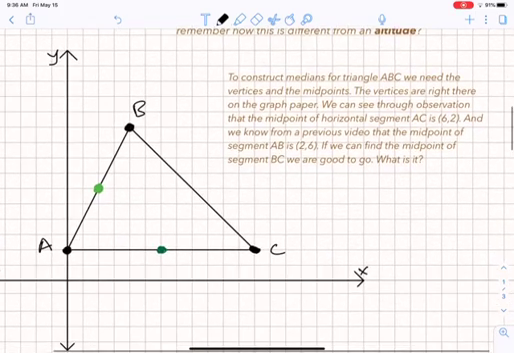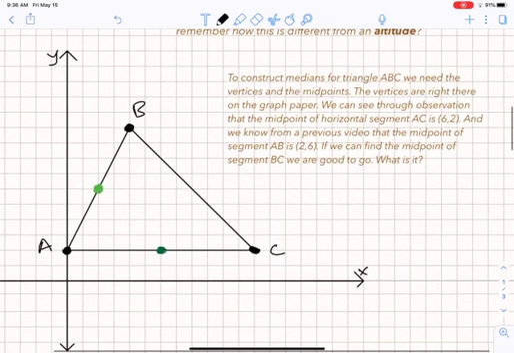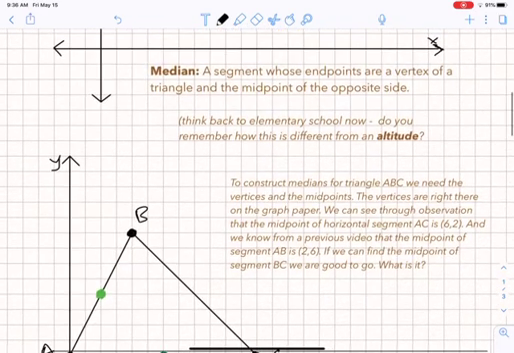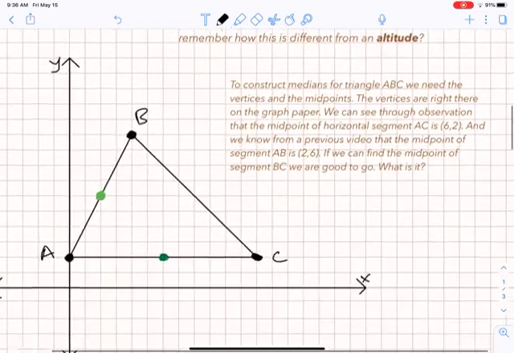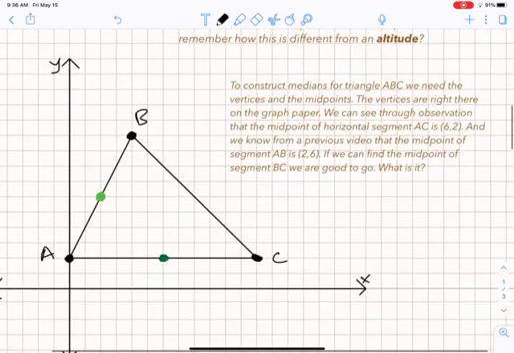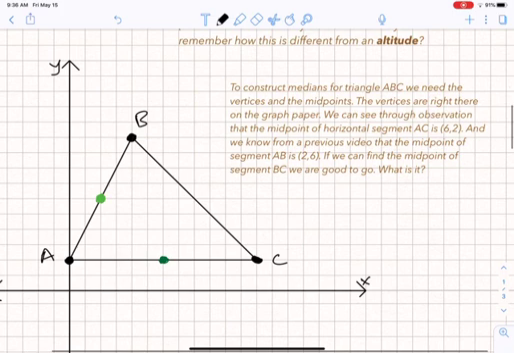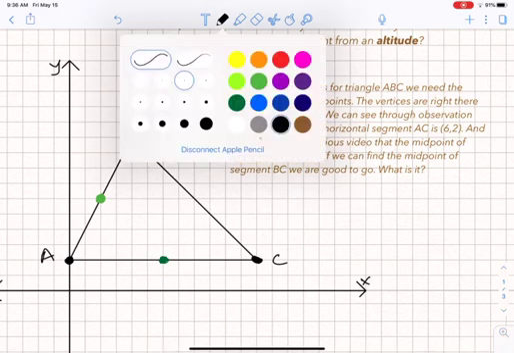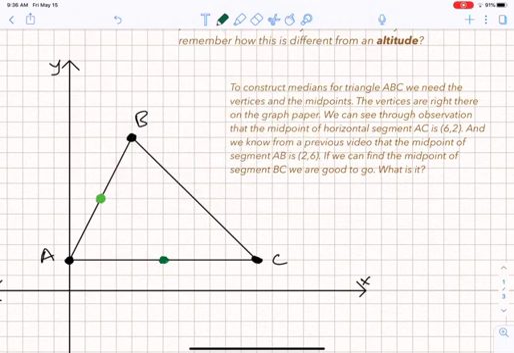Our goal for this video is just that we're going to construct the medians for triangle ABC, and we're going to see where they intersect, and we're going to find that centroid. All right. So to find medians, just from the definition, we need the vertex. We have 3 vertices here, A, B, and C. They're just marked on the graph paper. It's easy to see through observation that we have this midpoint here on the horizontal line segment AC.